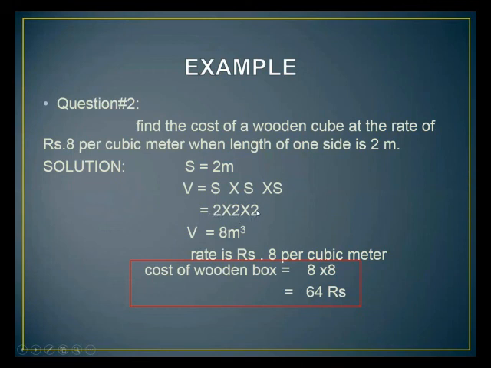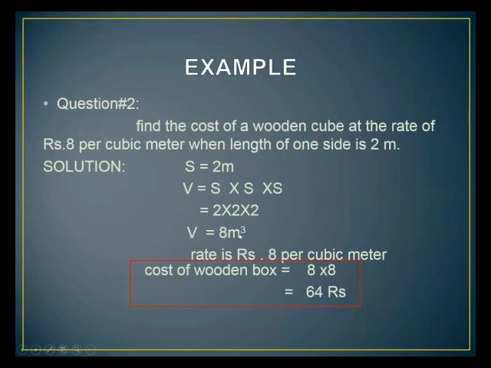Why do we multiply 2 three times? Because it's a cube and a cube has all three sides of equal measure, so length, breadth and height are of equal measure, that is 2 meter, and that's why we multiply it 3 times. By multiplying it 3 times, the answer will be 8 cubic meter. So this is the volume of the cube.